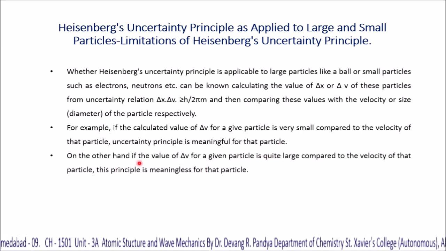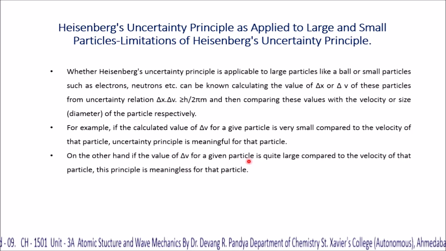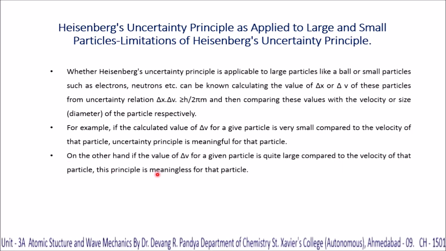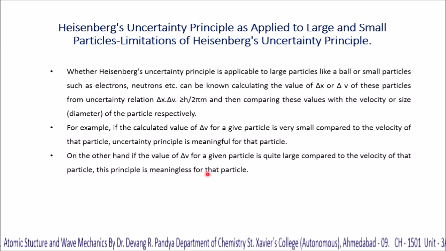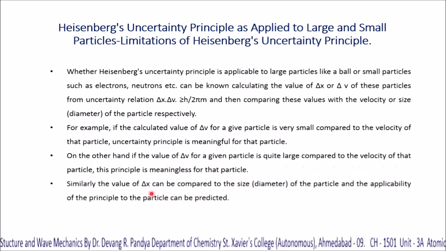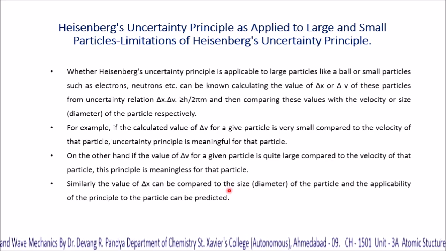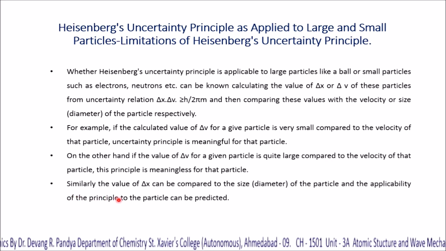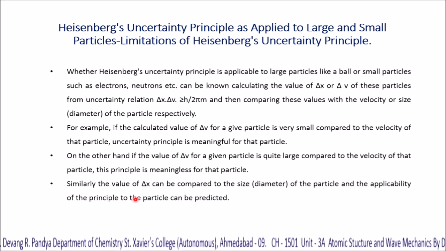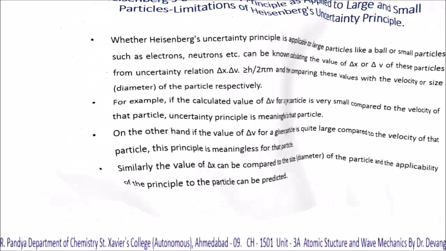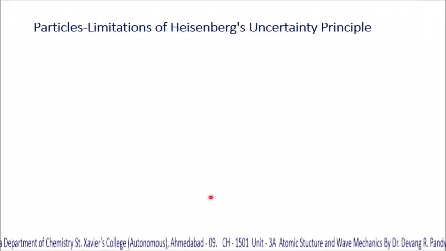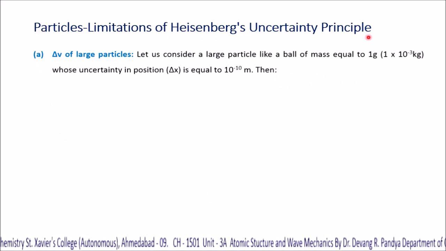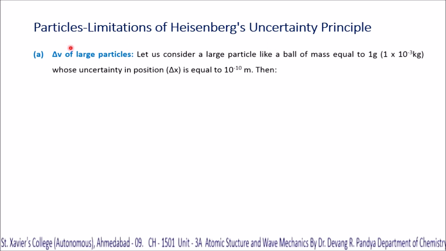On the other hand, if the value of delta v for a given particle is quite large compared to the velocity of that particle, this principle is meaningless for that particular particle. Similarly, the value of delta x can be compared to the size diameter of the particle, and the applicability of the principle to the particle can be predicted. Well, we have bifurcated this limitation of the uncertainty principle for the particle in two parts.